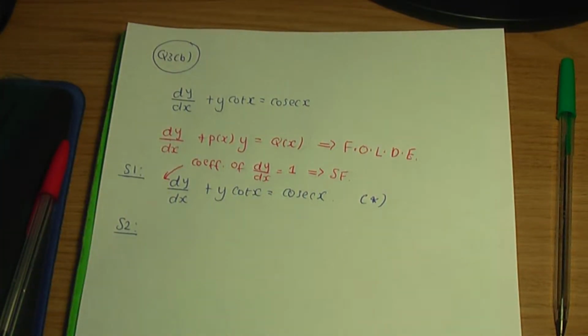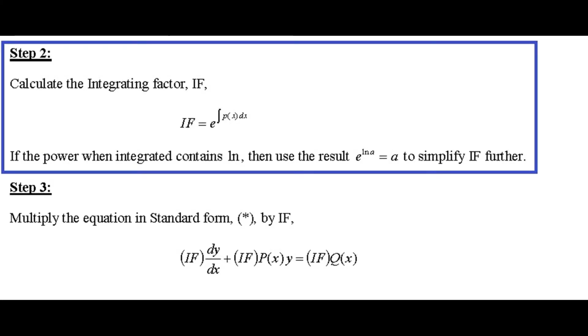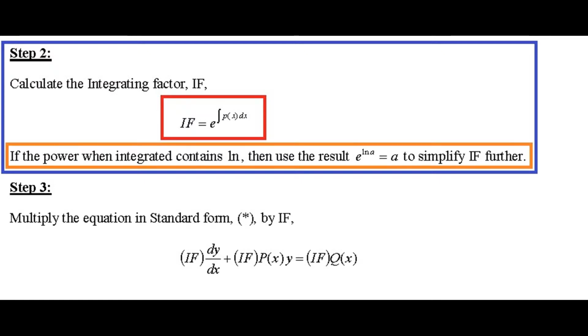So back to the screenshot. Step number 2 calculates the integrating factor, IF. To work out the integrating factor, there is a formula: IF, the integrating factor, is e to the power of the integration of p(x) with respect to x. I've made a note that if the power, when it comes to integrating that term, contains ln, go one extra stage and use the result e to the ln a equals a to simplify IF further. Back to the paper and pen.